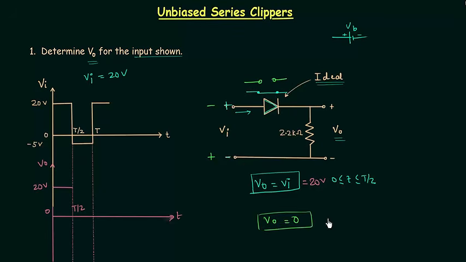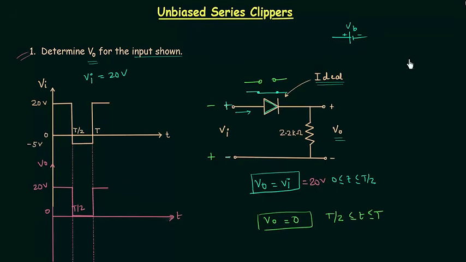Very simple. And this is for the next half cycle from T/2 to capital T, where T is the time period. So the output voltage is equal to 0 for the next half cycle. And again we will have output voltage equal to 20 volts for the next positive half cycle, and this is the answer for the first problem. I hope this is clear to you.